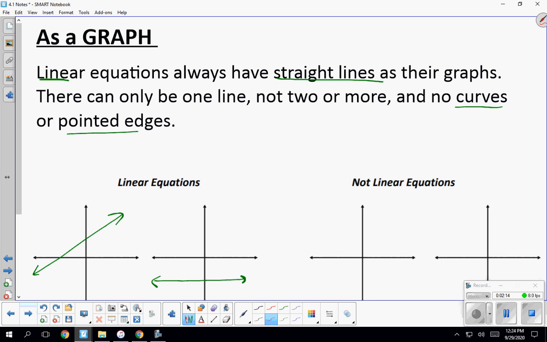If we look at something that is nonlinear, we may see a curve in it. We may see a sharp point in it. So those are examples of nonlinear functions.